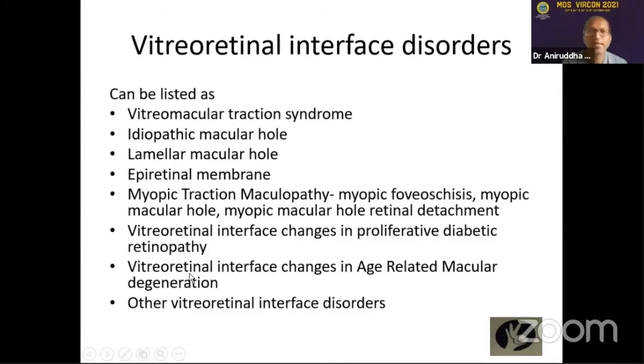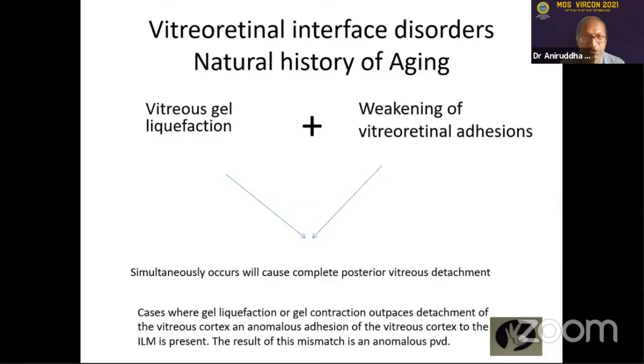So vitreoretinal interface disorders can be listed as vitreomacular traction syndrome, idiopathic macular hole, lamellar macular hole, epiretinal membrane, even myopic traction maculopathy, interface disorders in PDR, age-related macular degeneration, and other interface disorders like the retinal tears and such things.